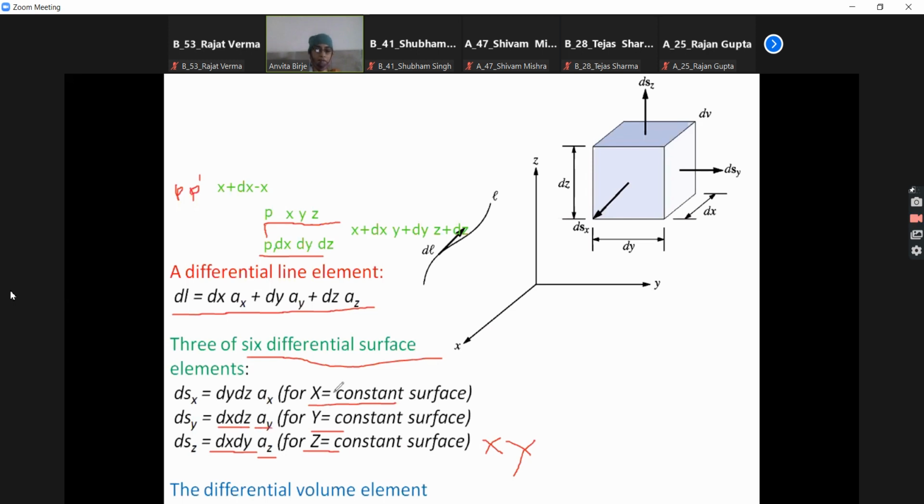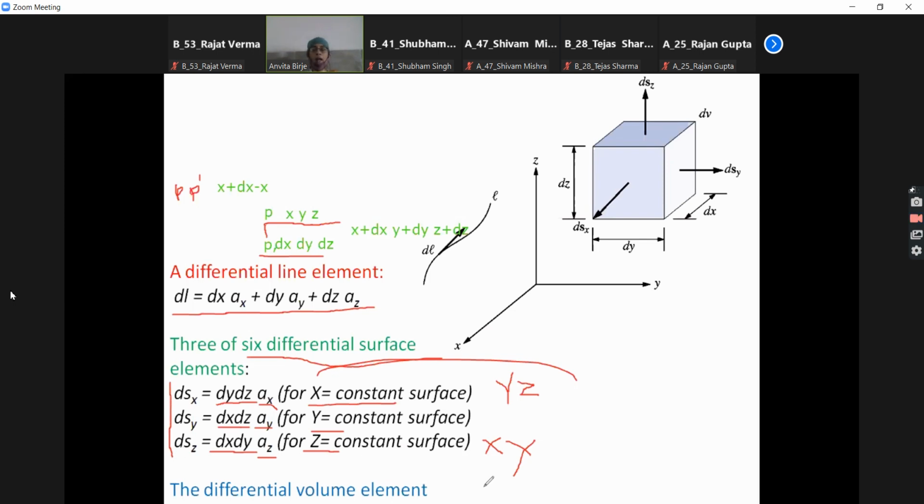If your surface is x is equal to constant, that means which surface is it? yz, right? I know I'm exceeding the time but this is the last slide. Okay, so if it is the yz plane, how will I write its area? dy into dz. And which unit vector will come? The axis which is perpendicular to it, the x axis, and the unit vector along the x axis is a bar x. So this is how you write down the differential area of the 6 differential surfaces.